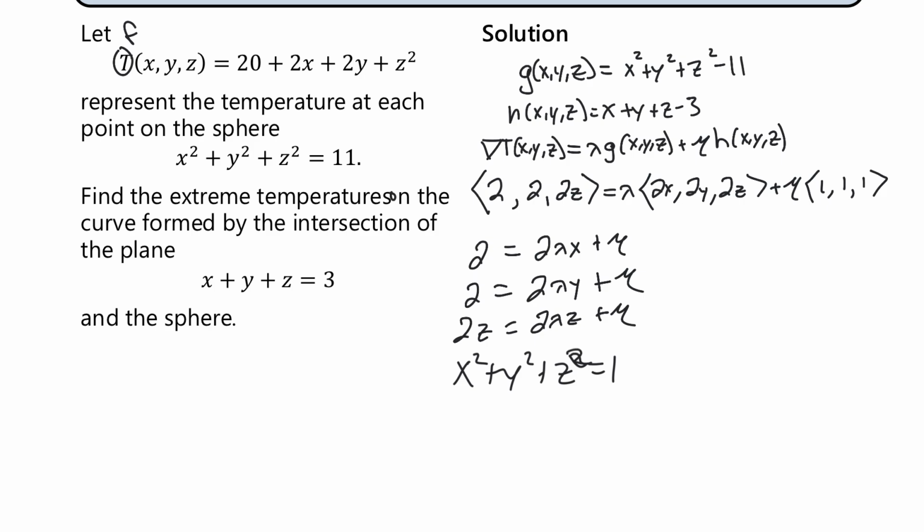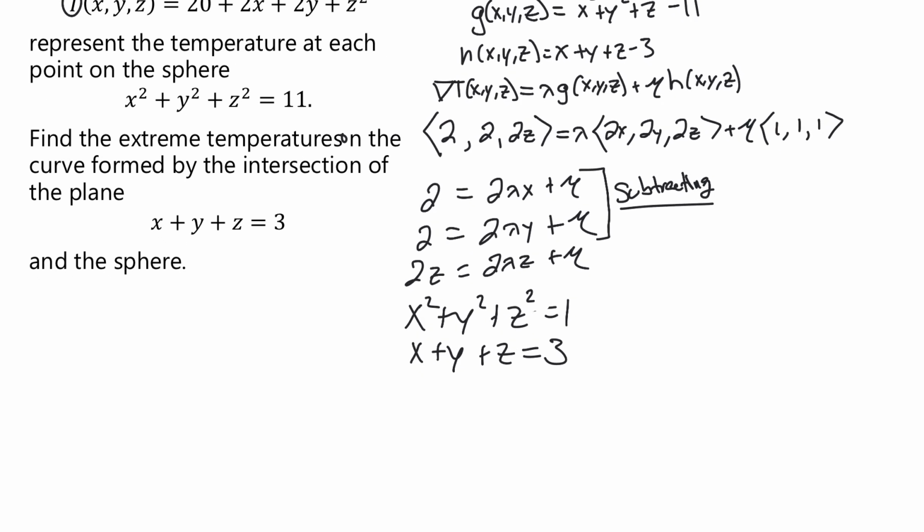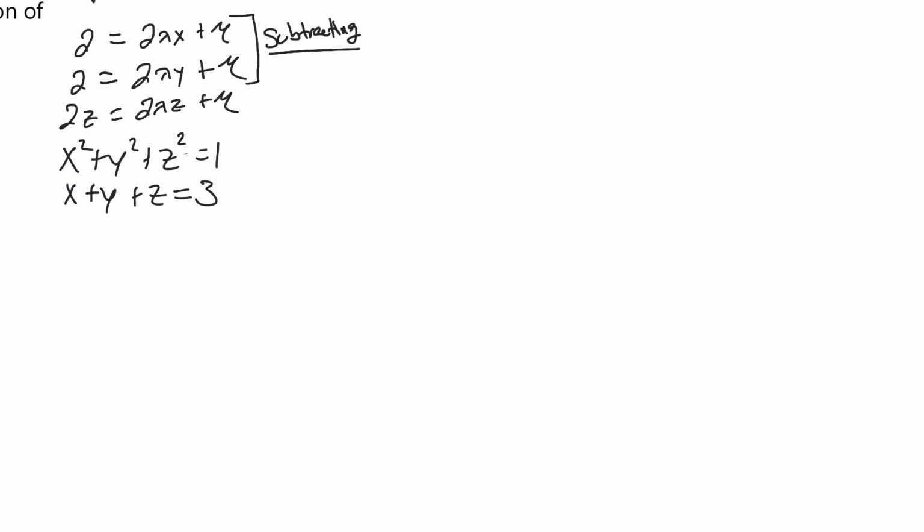because we're still constrained to the sphere. And we still have x plus y plus z equals 3. So if we look at subtracting these two, it does make our system a little simplified. If we subtract straight down, that's going to give us 0 equals, and these both have 2 lambda in them, so if I factor that out, we get x minus y, and then the mu's cancel.